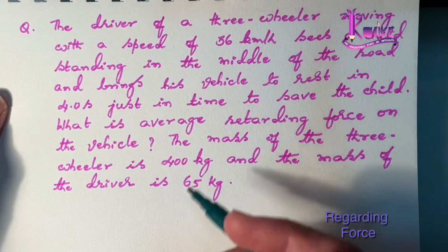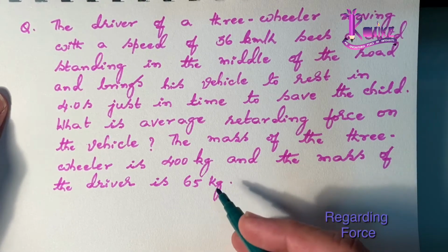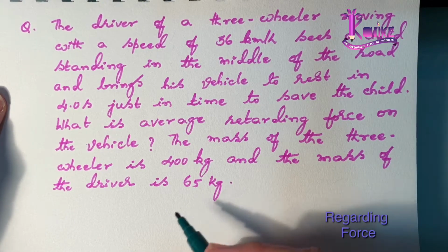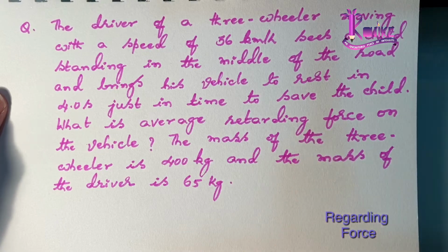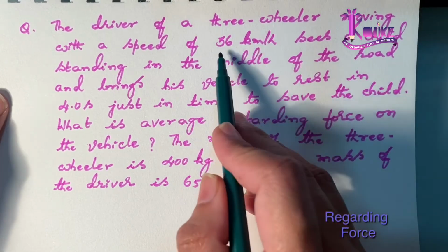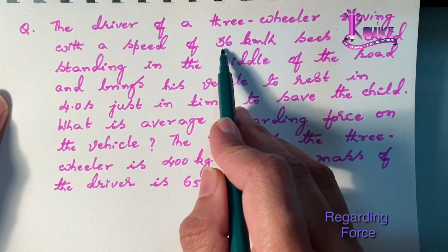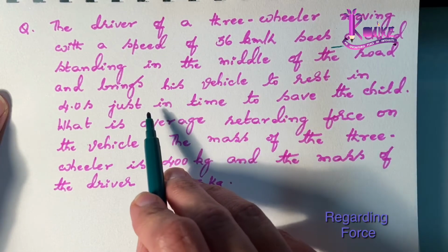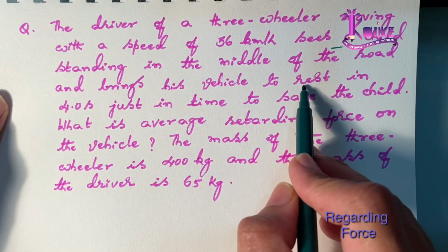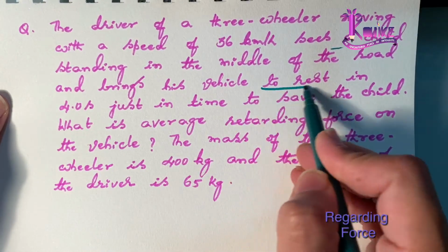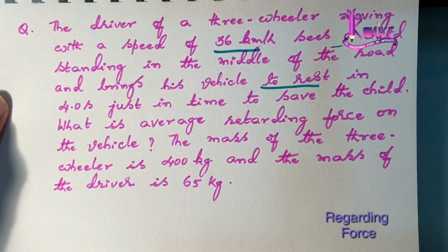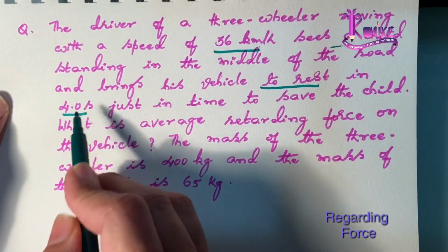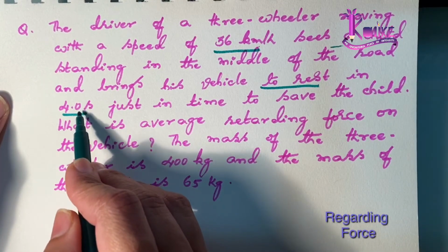So this is also a very direct question. You don't really have to do too much calculation to find out the retarding force. The vehicle is traveling with an initial speed of 36 km per hour, and then he brings it to rest, which means the final velocity becomes 0. So you know the initial and final velocity, and he does that in just 4 seconds.